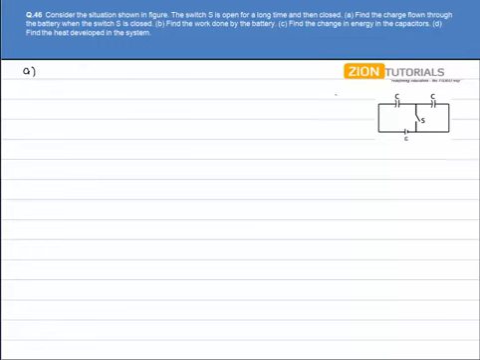So initially, when switch S is open, we have C and C in series. So C equivalent will be 1 by C plus 1 by C, which comes out to be C by 2. So the charge on each capacitor initially is C equivalent into potential, that is epsilon. We have C epsilon by 2.